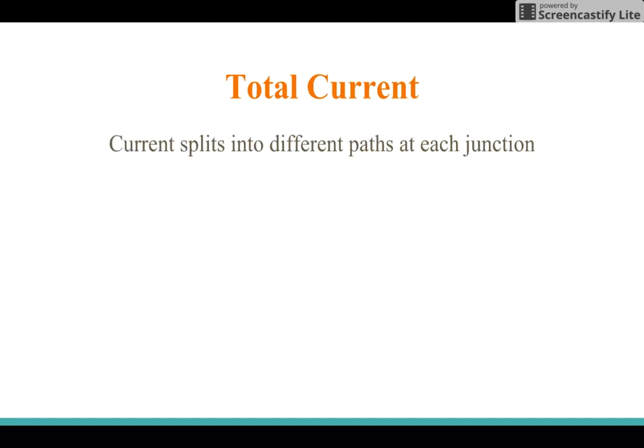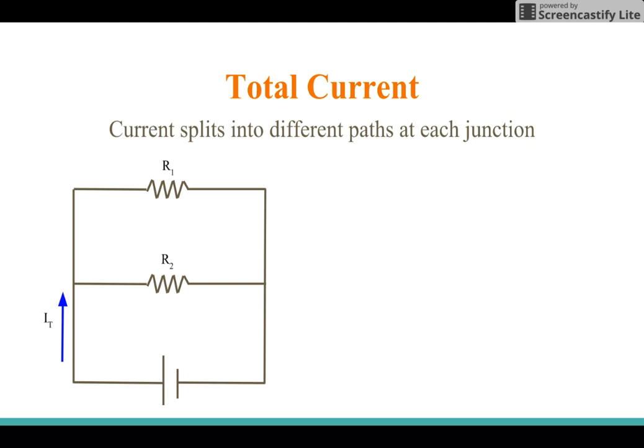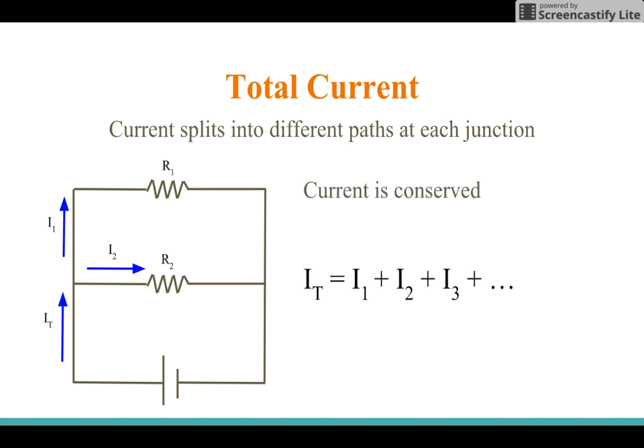Now let's talk about the total current in a parallel circuit. As we showed in the earlier diagram, what makes a parallel circuit unique is that the current splits into different paths at each junction. When the total current of the circuit approaches the junction, it separates into current 1, which will flow through resistor 1, and current 2, which will flow through resistor 2. Since the current in a circuit must be conserved, we can come to the conclusion that the total current is equal to the sum of the current that passes through each resistor.